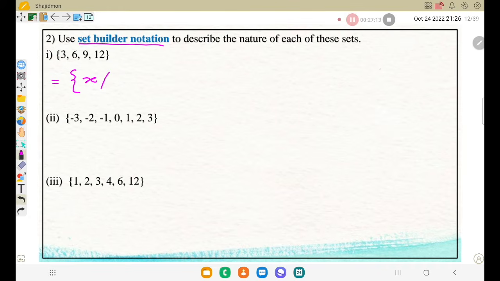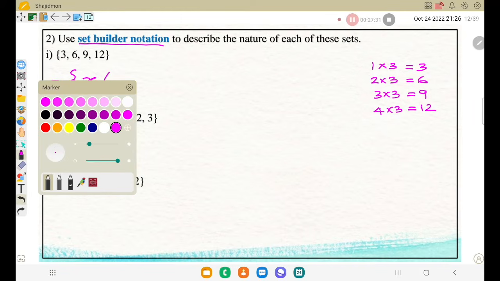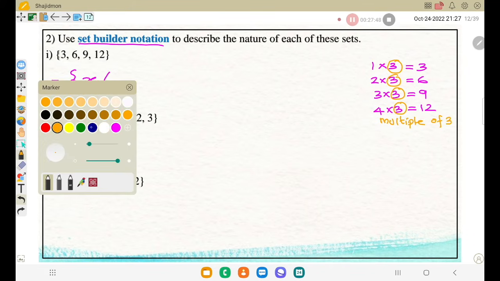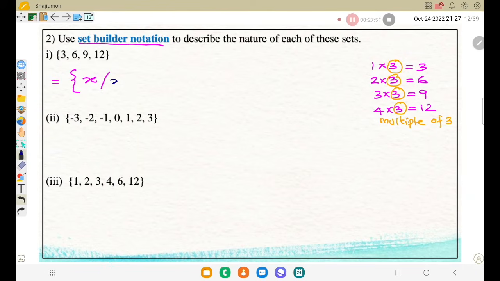So, first number 3. You can see that 1 multiply 3 is 3, correct. Then 2 multiply 3, that is 6. 3 multiply 3, what is that one? 9. Then 4 multiply 3, that means 12, correct. So what is the meaning of that number order actually? It is a multiple of 3, correct. 1 multiply 3, 2 multiply 3, 3 multiply 3, 4 multiply 3, it is just a multiple of the number 3. So what can we write as the condition? Set of all x such that x is a multiple of 3.